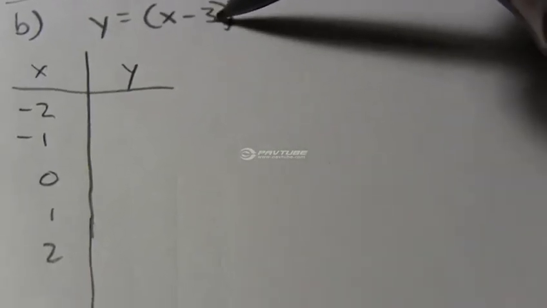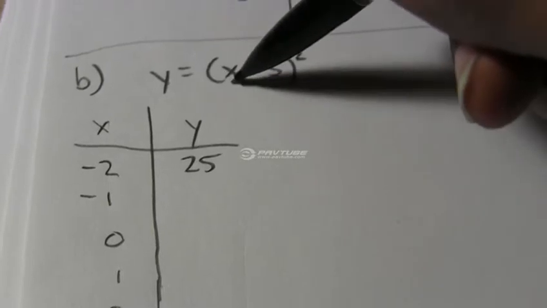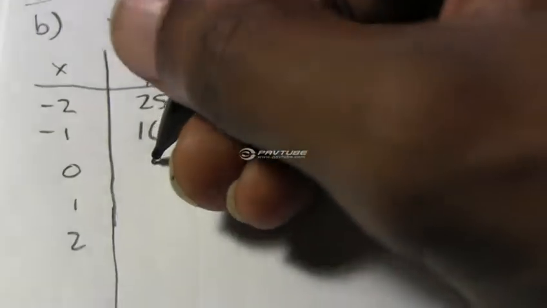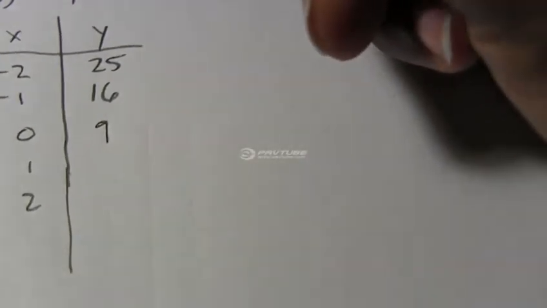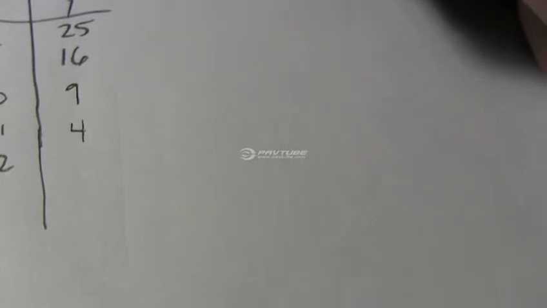So negative 2 minus 3 is negative 5, right? Negative 5 squared would be 25, okay? Negative 1 minus 3 is negative 4, squared is 16. 0 minus 3 squared is 9. 1 minus 3 is negative 2, squared is 4. Okay? 2 minus 3 is negative 1, squared is 1. Alright? Now let's just keep doing this just for the sake of consistency.